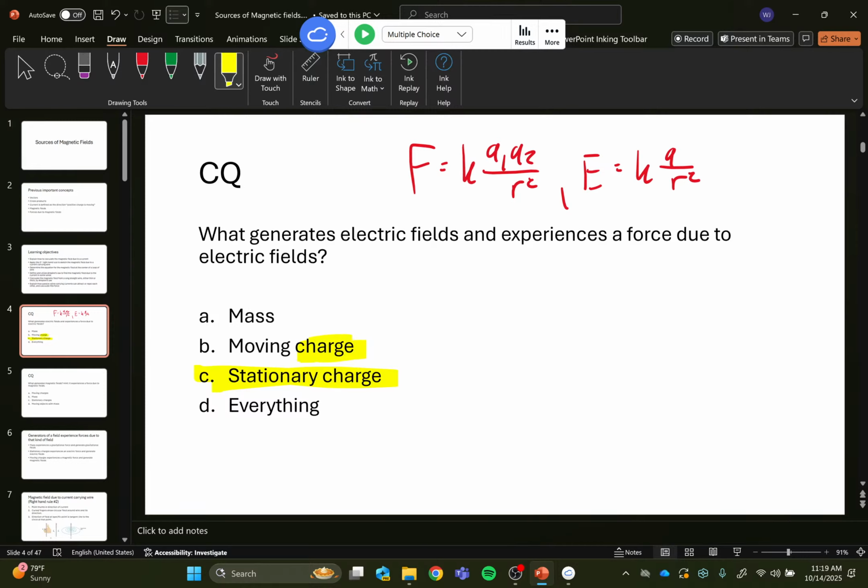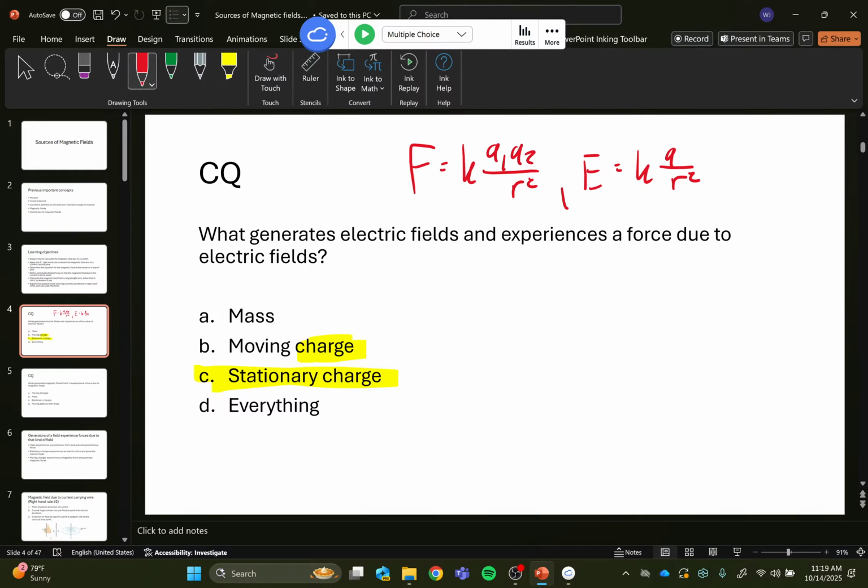Everything does not make an electric field. Now, everything is made of electrons. Everything is made of protons. But what if you have equal numbers of both? They cancel out. There is no field. And there's neutrons. Neutrons have no charge. If I got a big old lump of neutrons, that has no charge.